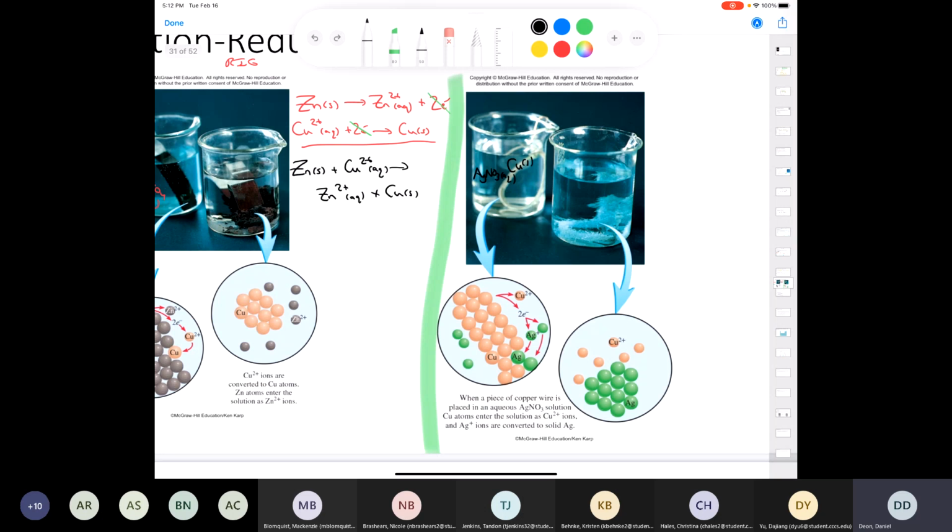So if you're wondering, hey, Mr. Dion, all these little crystals on this thing over here, is that silver? Yeah, absolutely it is. That is actually silver crystallizing or solidifying on top of what was the copper wire.